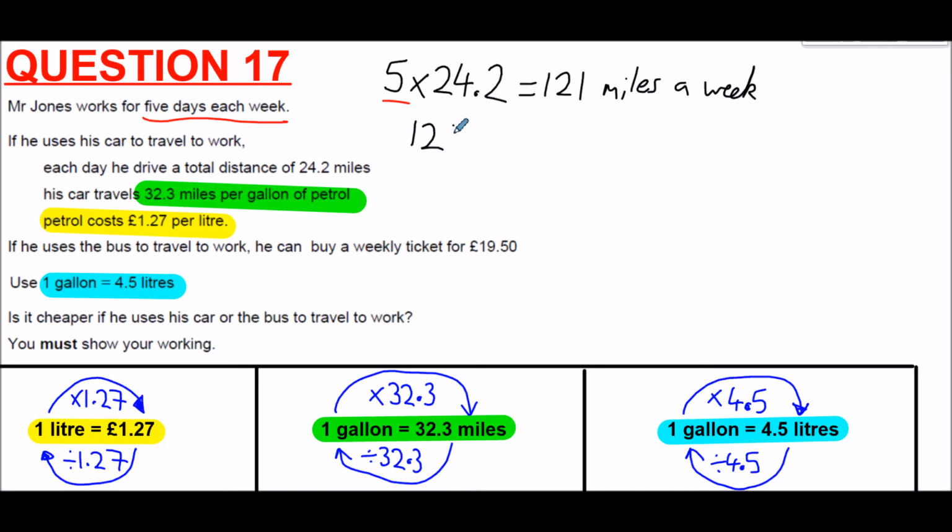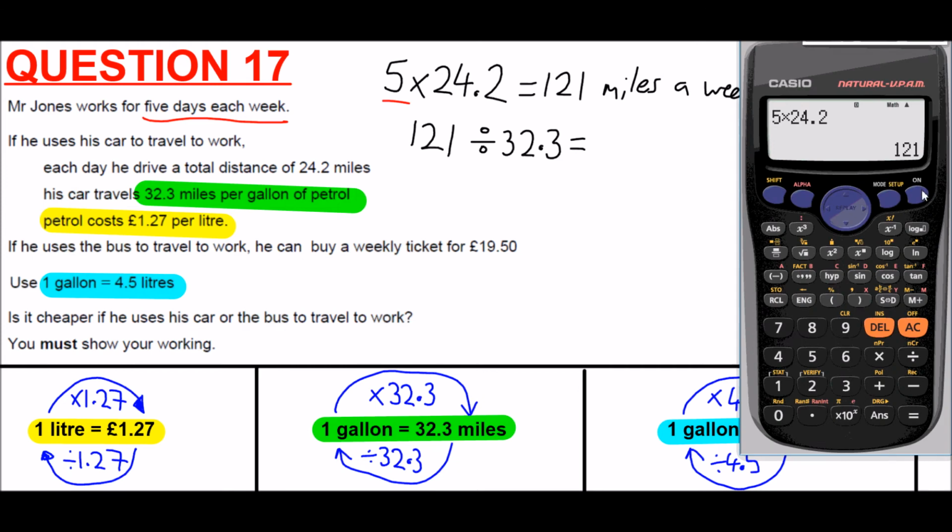And so 121 divided by 32.3 will tell us how many gallons he needs. So let's just use a calculator. So 121 divided by 32.3 gives us this number here.